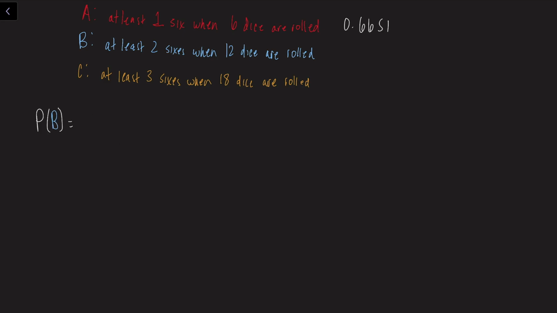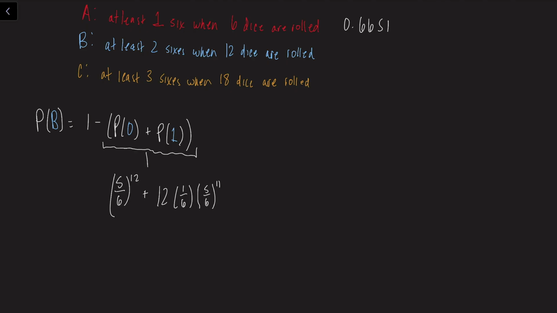Now let's calculate the probability of event B. Again, we see "at least," so we should probably be using the complement. The complement to at least 2 6s is 0 or 1 6. So the probability we get 0 6s in 12 dice rolls, again, is just (5/6)^12. And then the probability we get 1 6 in 12 dice rolls is 12 times 1/6 times (5/6)^11.